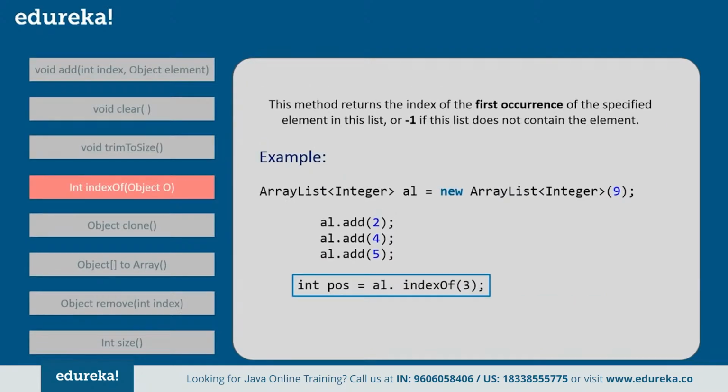Next, indexOf. This method returns the index of the first occurrence of the specified element in the list. If that element is not present in the list, then it returns -1. Suppose in this case, if you want to return the index of 5, and you write 5 here, then it will return a of 2 because a of 1 and a of 2. But if you try to find the index of 3, which is not present in the array list, then it will return -1. That is, it returns -1 if the list does not contain the particular element.